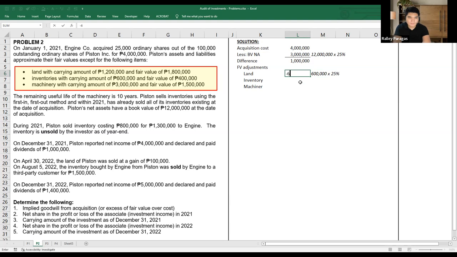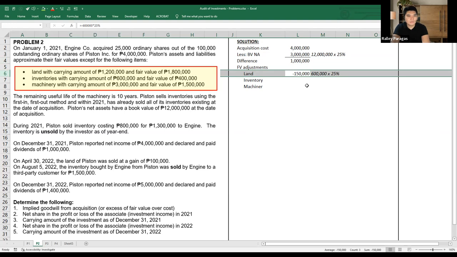Multiply that by 25%. Okay, so that's negative 150. Bakit negative 150? Yan na, na-explain na natin yan kanina. Since mas mataas yung fair value ng land versus its carrying amount, a portion of this difference is attributable to this land. Kaya tatanggalin natin yan para maka-arrive tayo sa implied goodwill eventually.